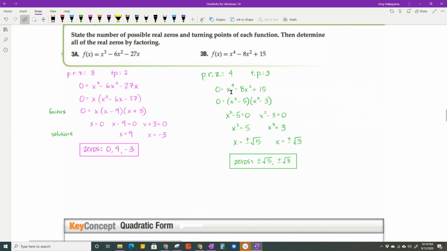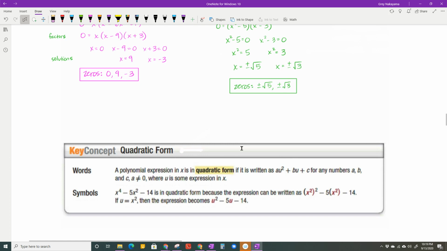So I'm going to tell you that this particular polynomial, not quadratic, it's actually a quartic, is referred to as being in quadratic form. It is a quadratic form because anytime you have a polynomial that looks like au squared plus bu plus c, where the exponent on this u is 1, and the exponent of 1 times 2 gives you that exponent, then it is quadratic-like, and you can treat it like a quadratic.